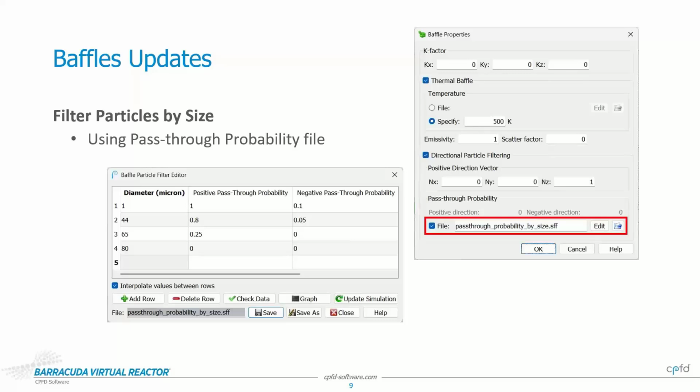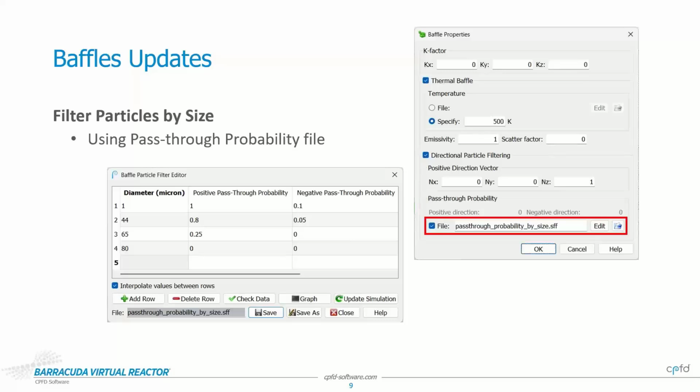Baffles have also been updated in version 25.1. A new feature that's been added to allow for user-specified filtering of particles by size is pretty interesting. When a particle is flowing toward a baffle, the specified pass-through probability will determine the likelihood of that particle passing through the baffle. This is controlled through the use of a pass-through probability file.